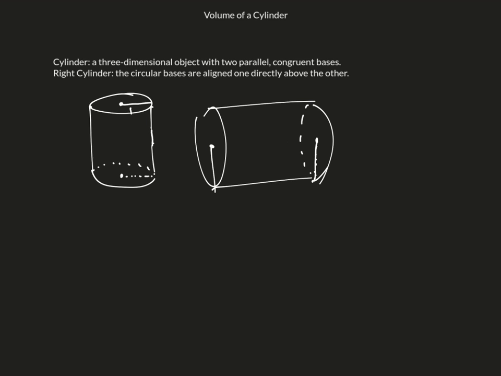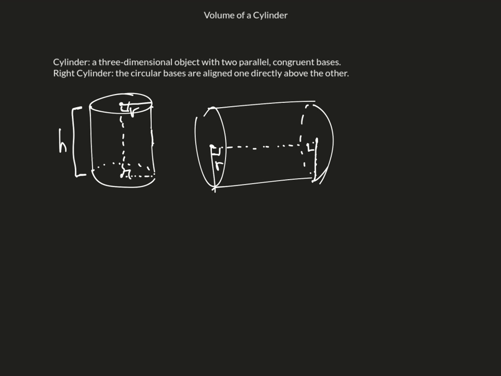Now let's talk about the height. The height is going to be the perpendicular distance between bases. So in this one on the left, we usually show it like this. But a lot of times we'll even show it on the inside. And remember, we're looking for the perpendicular. But it needs to be the perpendicular distance between bases, because there's also such a thing as an oblique cylinders.